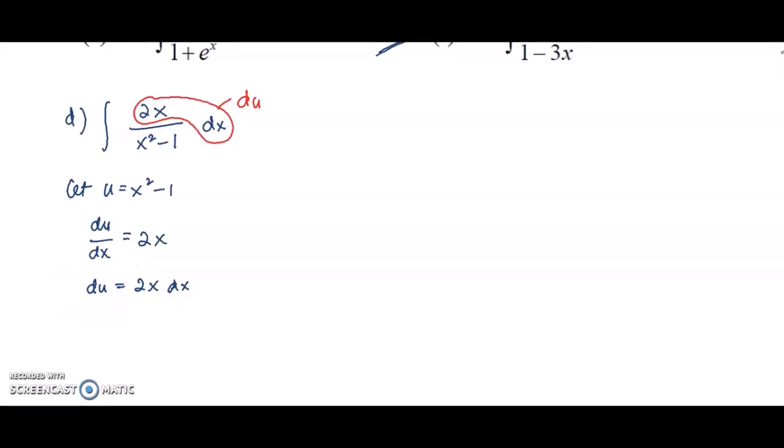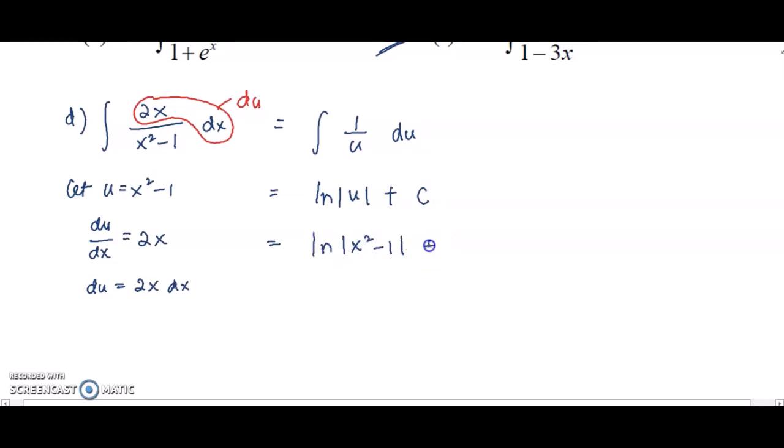Then now we can start to write it all in terms of u. I write down the du at the end of the integral. And this 1 over x squared minus 1 is going to be 1 over u. So I end up integrating 1 over u with respect to u. I got my log u. Don't forget to add a constant c. The u will be replaced back by x squared minus 1. So this is my answer.